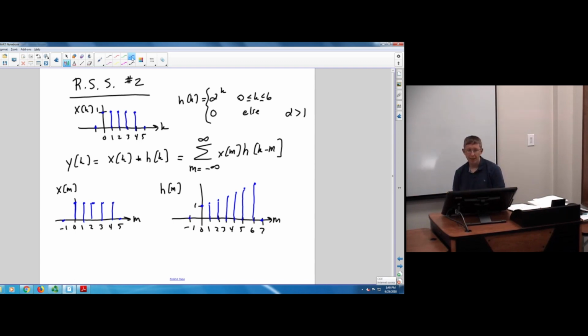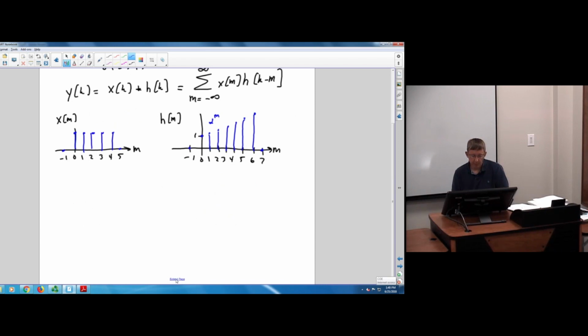Everybody okay with that? For h of m, it's just this equation. That's alpha to the m. But I'm using m instead of k, plotted versus m. That's always the easy one. And there's 2 more plots to make. We need to time reverse this. And after we've time reversed it, then we'll shift it. So let's go ahead and do the time reversal. What does h of minus m look like? Exactly like this, except it's been flipped in time.